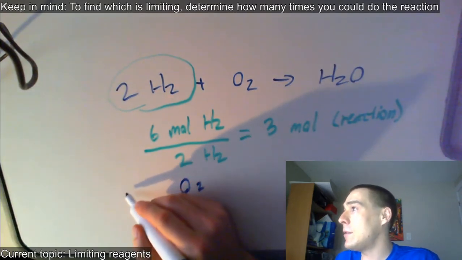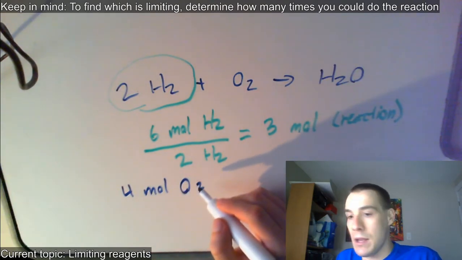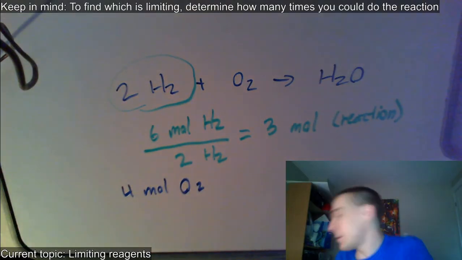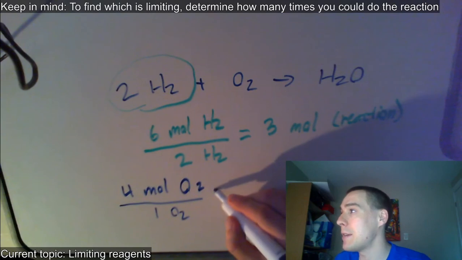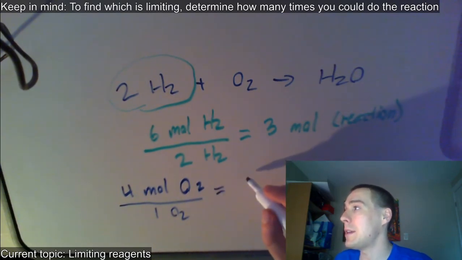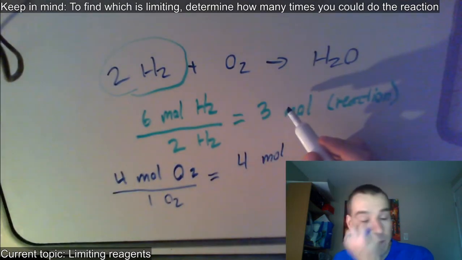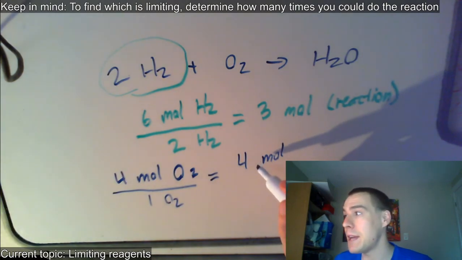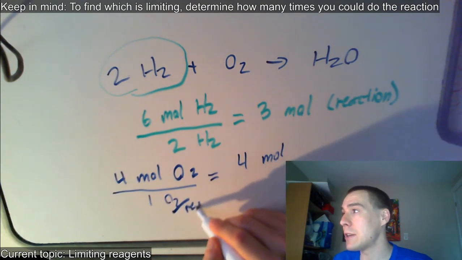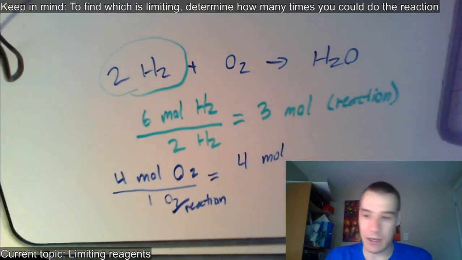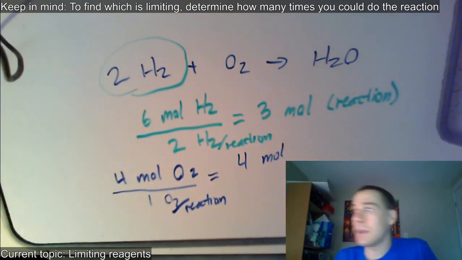we take our O2, right? In the question, we had 4 moles of O2. We are going to divide it by the coefficient of O2, which is just 1, right? 1 O2 every time a reaction happens. And we can then run the reaction 4 mole times. So this one can run 3 moles of the reaction, this one can run 4 mole repetitions of the reaction. You can think of it as O2 per reaction, and this one is H2 per reaction.